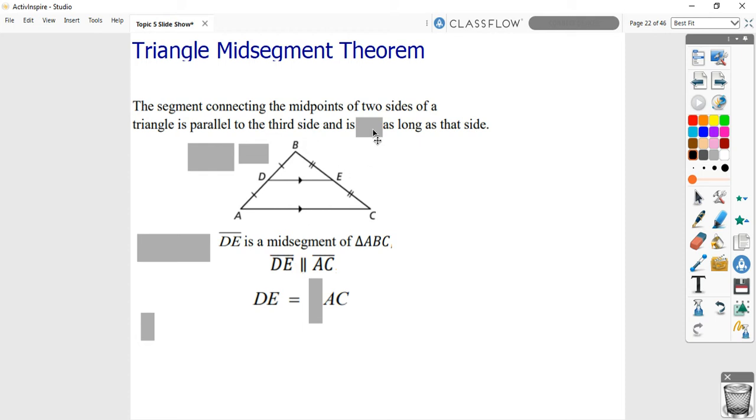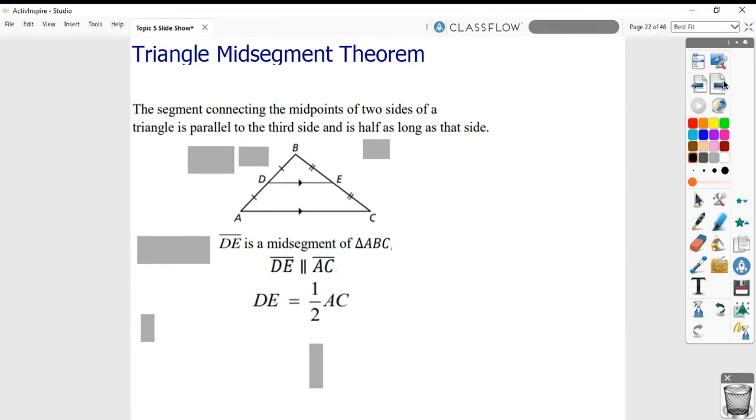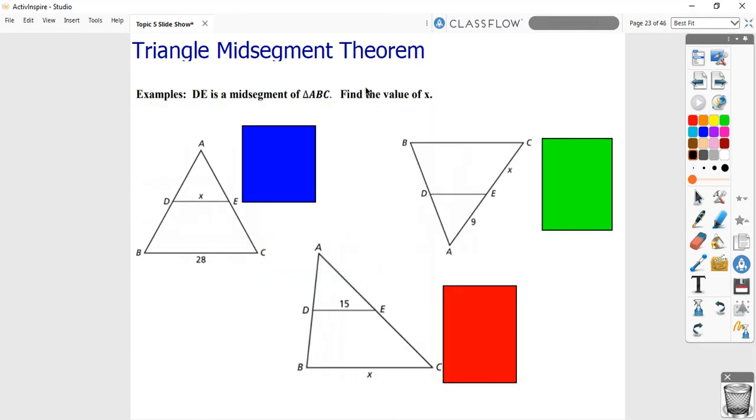DE is parallel to AC. The second part is that it is exactly half as long as that third side. So when we look at their measurements, DE is 1/2 of AC. All right? We can use that to set up a whole bunch of different diagrams, a whole bunch of different things. Take a look at this right here.